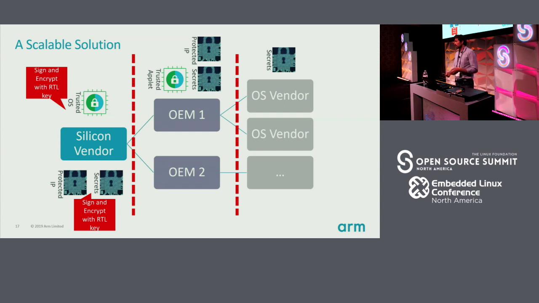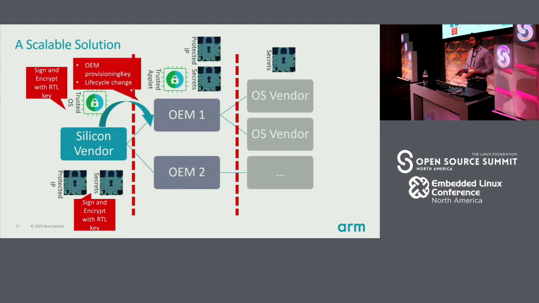So it doesn't matter who gets their hands on these trusted operating systems, and the rest of your provisioning assets is encrypted, and only your device will be able to understand what it actually is. So you sign and encrypt the content using the RTL key. It goes on the device. The device will be able to decipher that content because the device has the RTL key. It will allow provisioning of the secrets and the trusted operating system that you want to install. And from the silicon vendor point of view, you're safe.